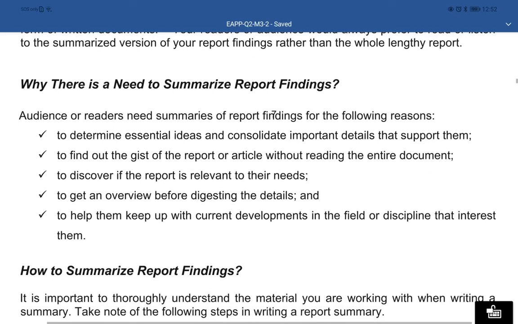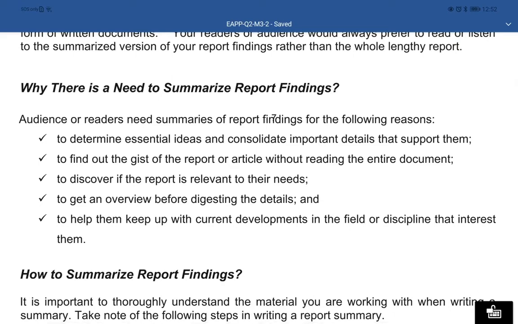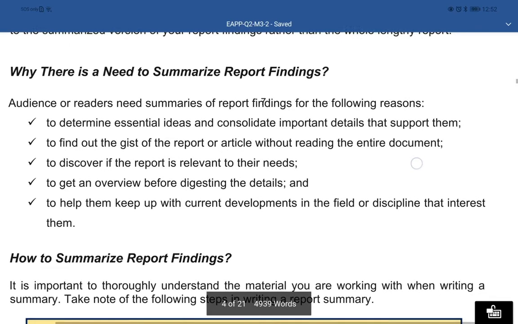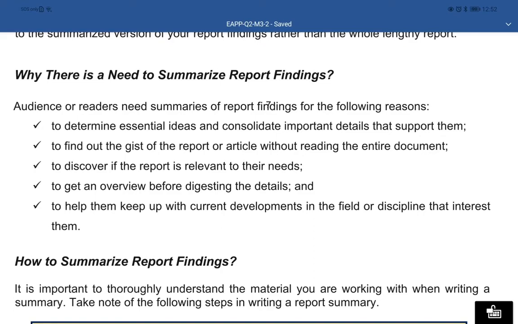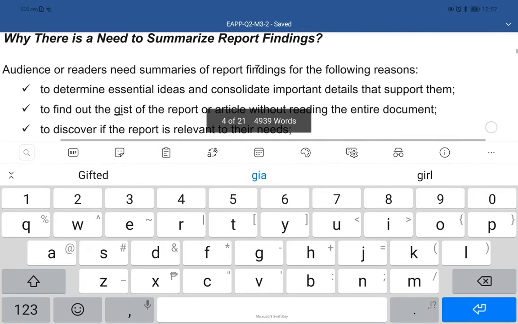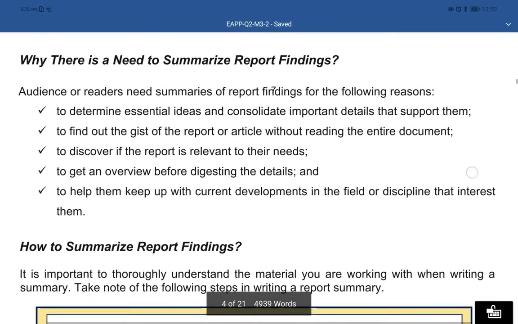These are actually self-explanatory. So let's just run down on them. So audience or readers need summaries of report findings for the following reasons. First, to determine essential ideas and consolidate important details that support them. Yun lang. Para lang daw madaling makita kung ano yung essential ideas.